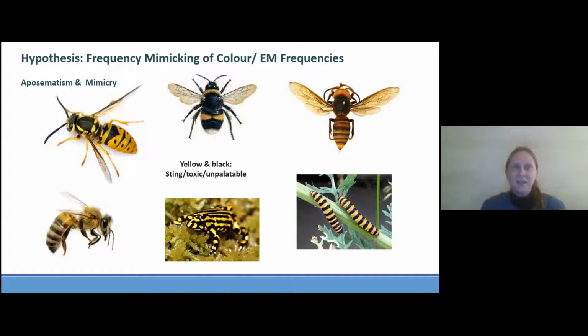For this, I'm going into aposematism and mimicry. So aposematism is where animals display a color signal to show that they're dangerous, that they shouldn't be eaten. So for example, we have the social insects, they're known to sting, the bees and the wasps. This on the bottom is a poison dart frog, and to the right, that's a cinnabar moth caterpillar. So not palatable really to predators.